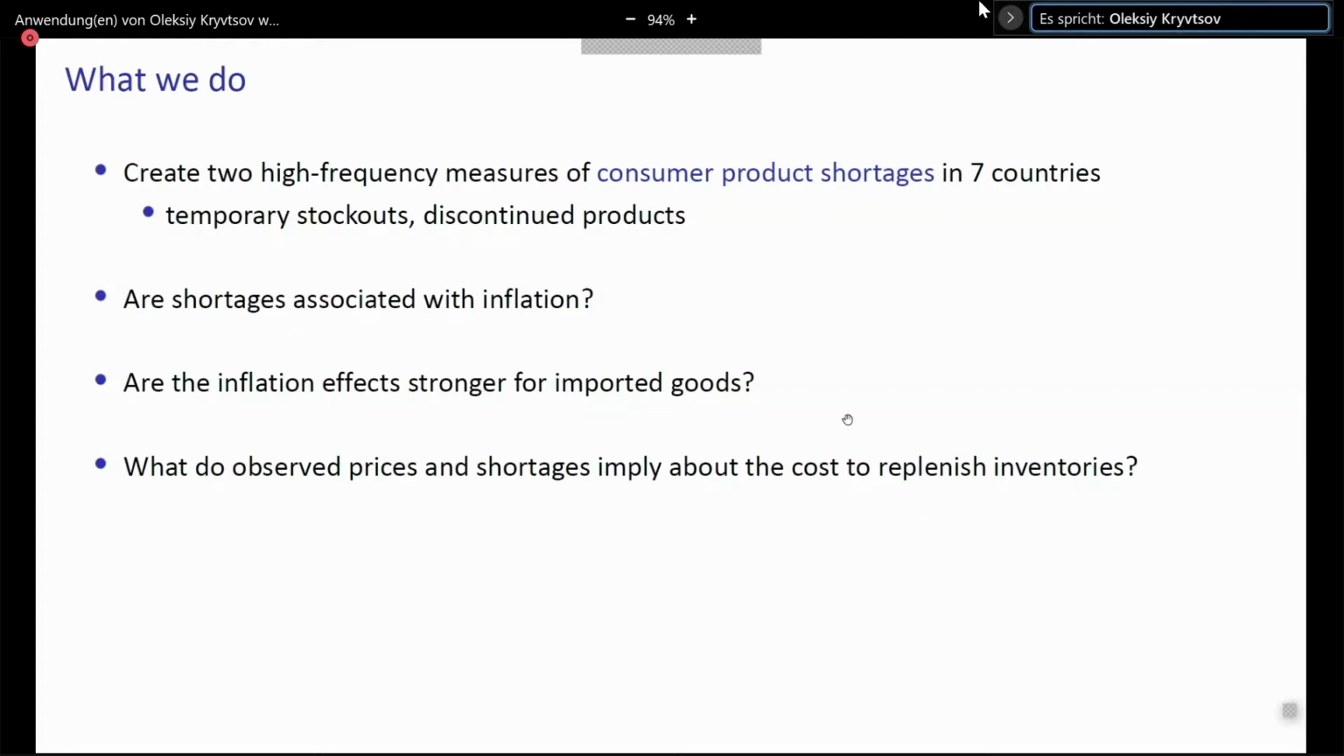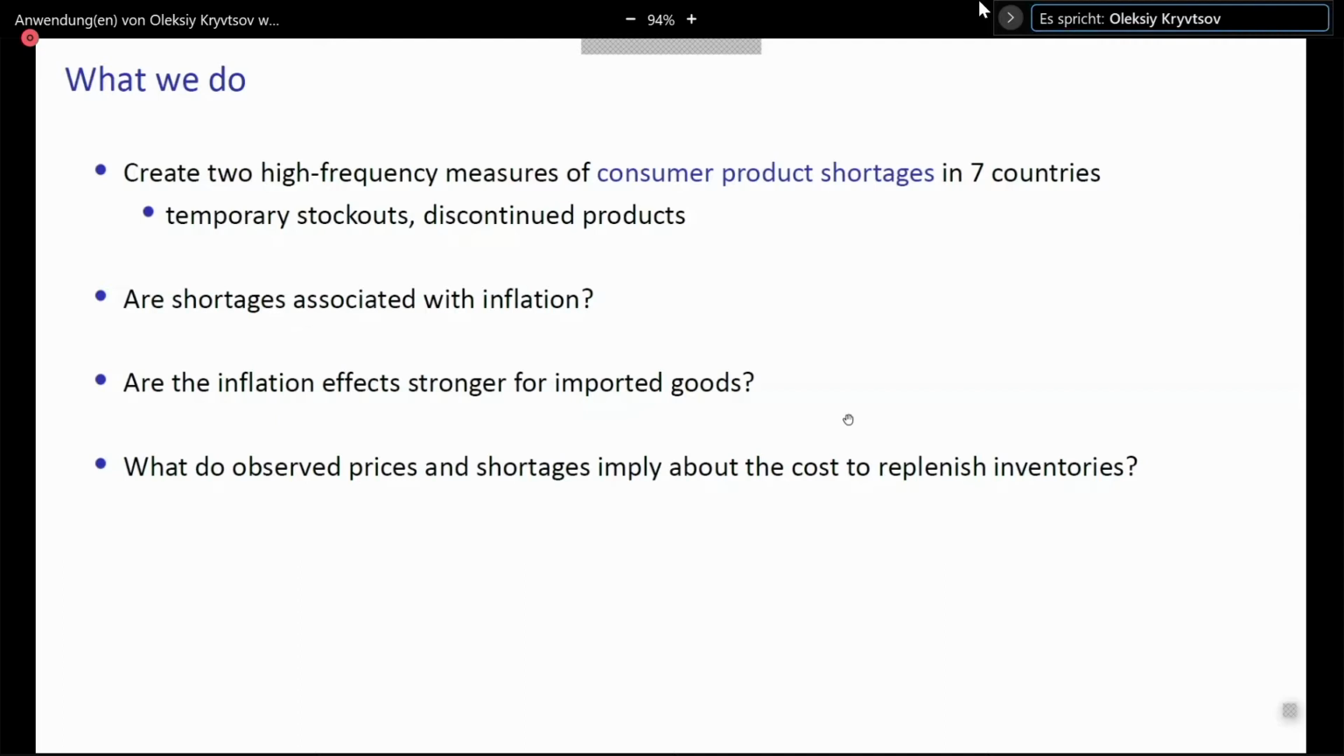Today, this paper is about using microdata on shortages or measures of shortages in retail markets, so at a very downstream level. We're going to show you 2 high-frequency measures of consumer shortages for 7 countries, including some European countries. And we're going to ask basically 3 questions. Can we associate these shortages with inflation? Secondly, can we learn something about the nature of these inflationary links?